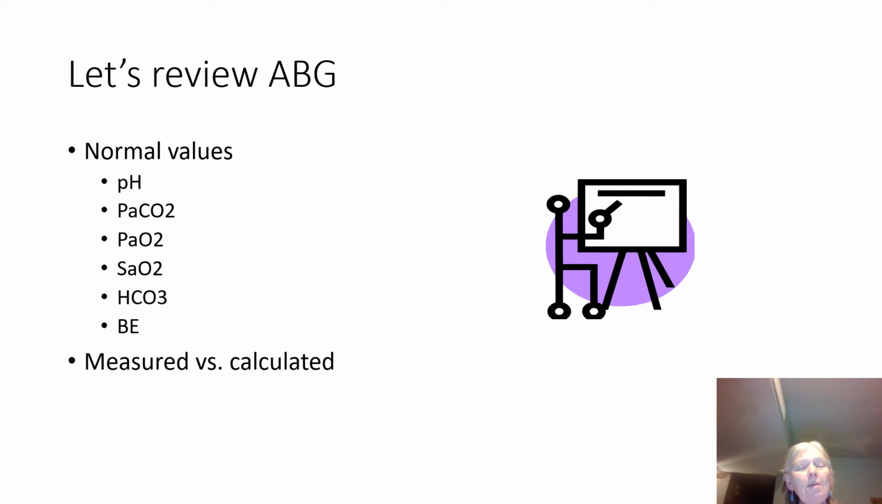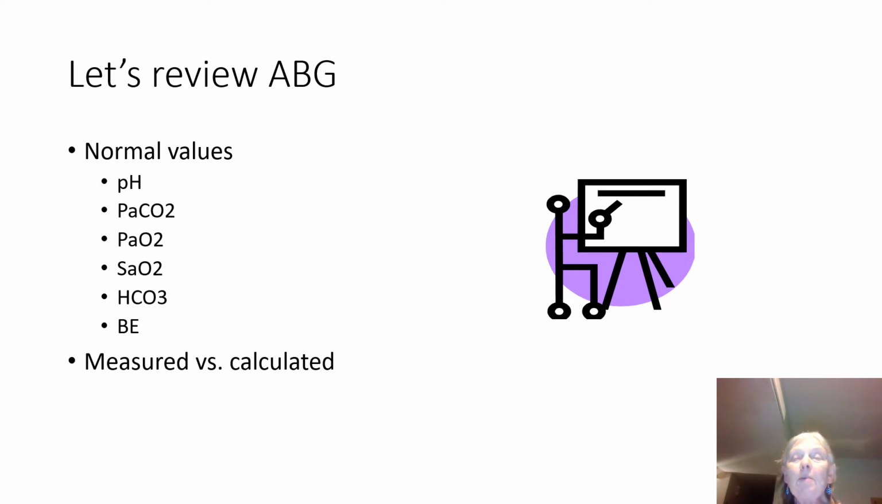So looking at ABGs, if you remember the normal values: pH 7.35 to 7.45, ideal pH 7.40. PaCO2 35 to 45 millimeters of mercury, ideal CO2 40 millimeters of mercury. I'm going to skip the PaO2 and the SaO2 at this point.